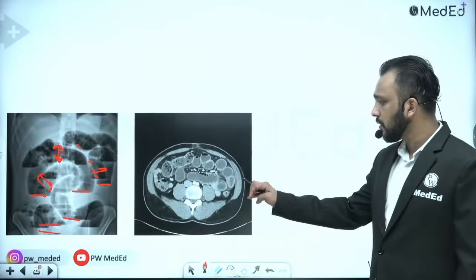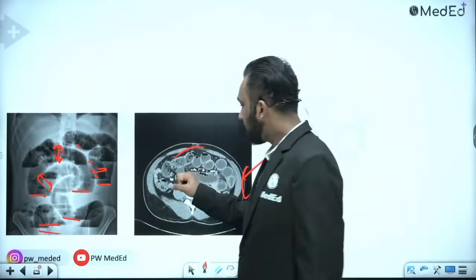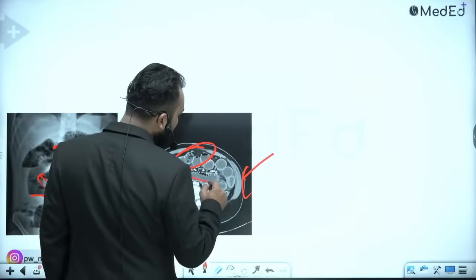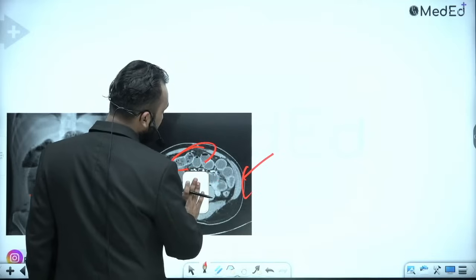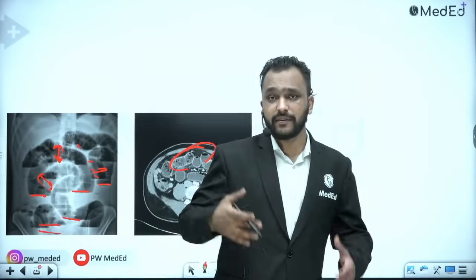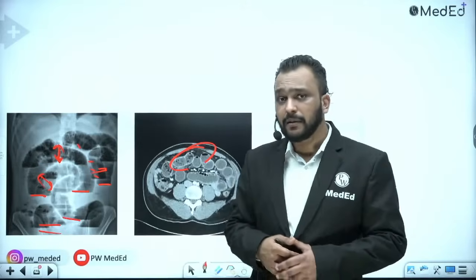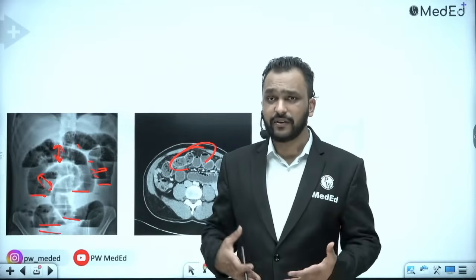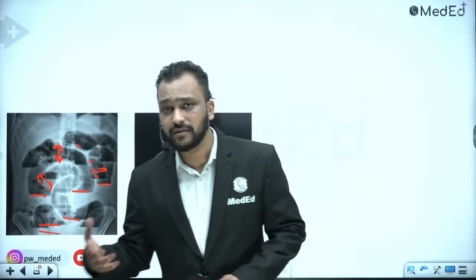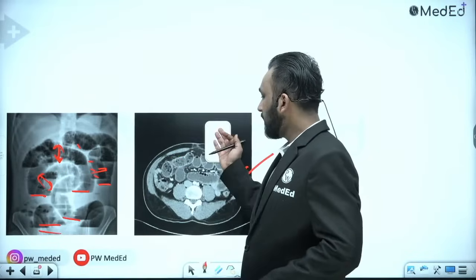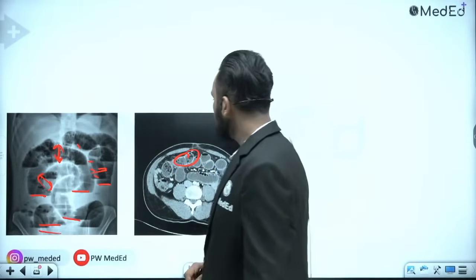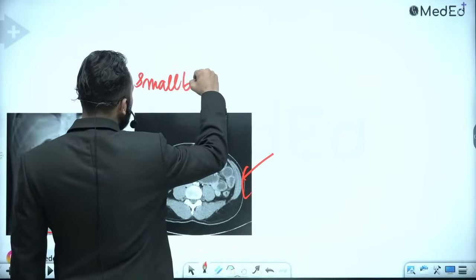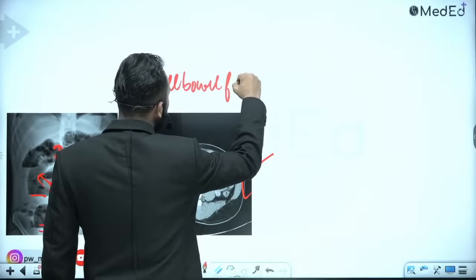And on CECT image, you will see that normally the contents of the small bowel loops are liquid, because feces has not yet formed. They will be forming in the large intestine, but due to the obstruction, the small bowel contents stay there for a very long period of time, and feces start forming, and they will appear like air mixed with the contents of the loop. This is known as small bowel feces sign.